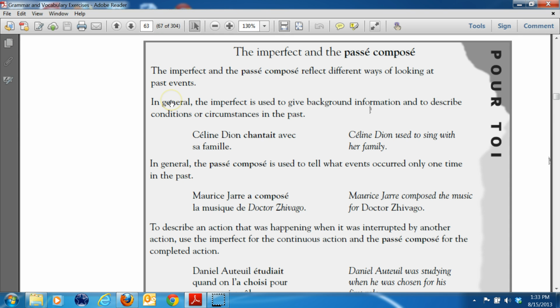Look at our example. Céline Dion chantait avec sa famille. Céline Dion was singing with her family. And it means that not only was she singing with her family, but she may still be singing with her family. And it could be implied as a past habit.